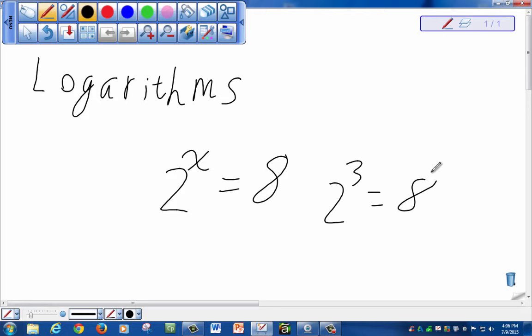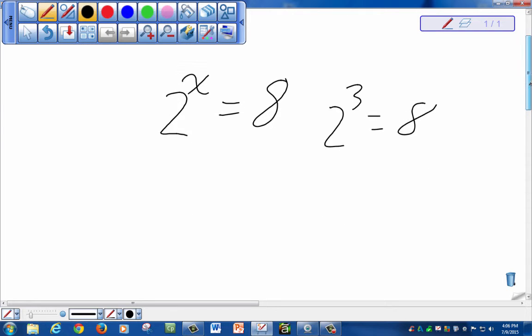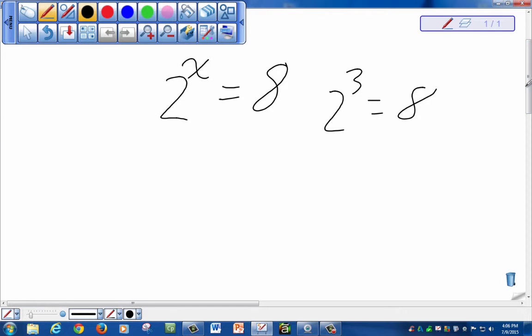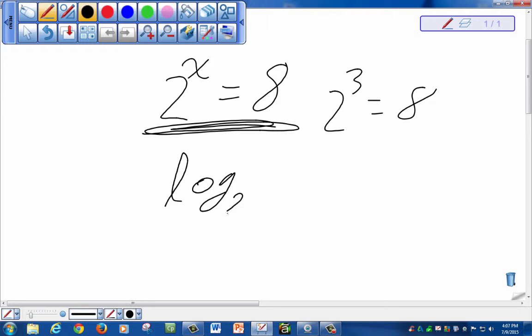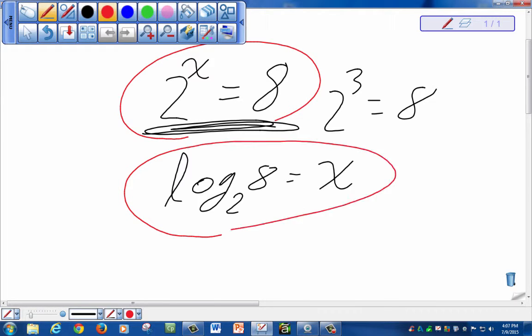What if we wanted to figure this out another way? We could set it up as a logarithm. And you'll see that you'll get questions where you have to convert between this form and what I'm about to write. I could say log base 2 of 8 equals x. You see this and this both represent the same thing, and some of the questions you have to convert in between them.